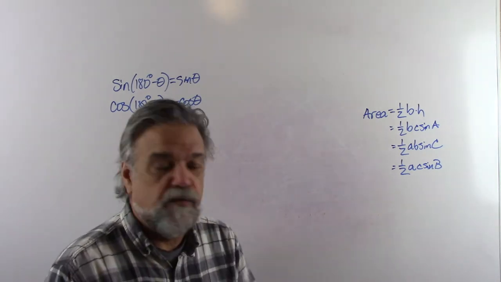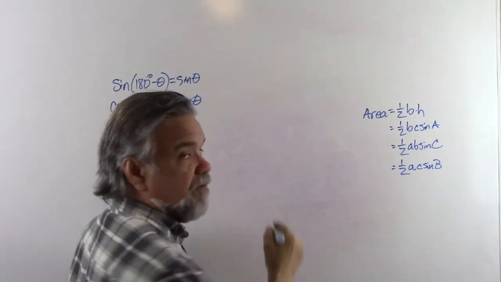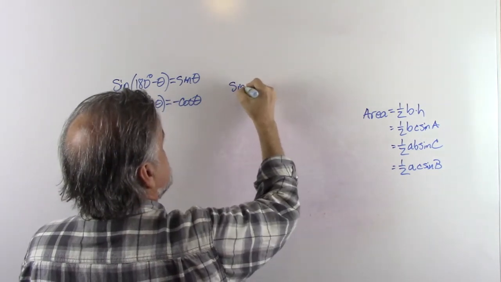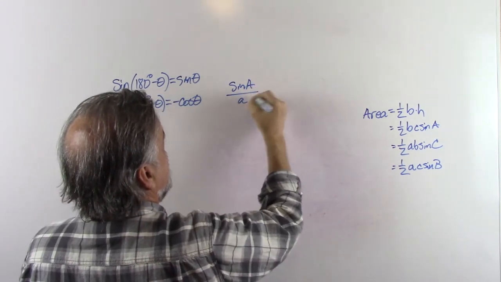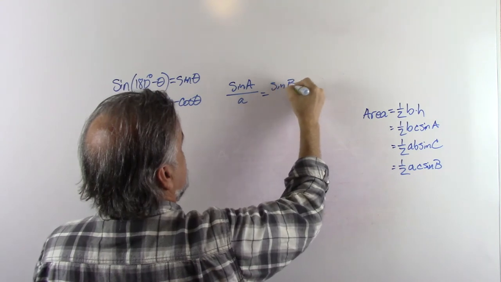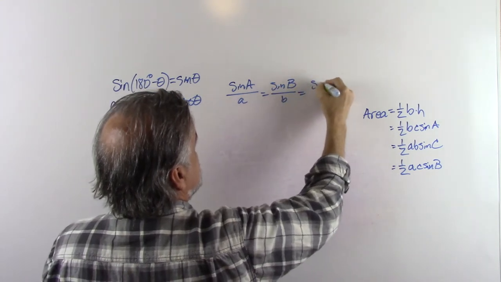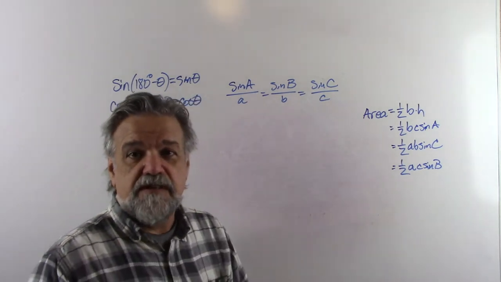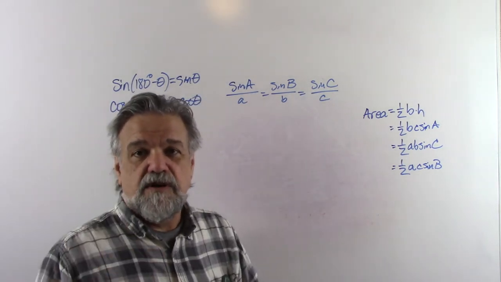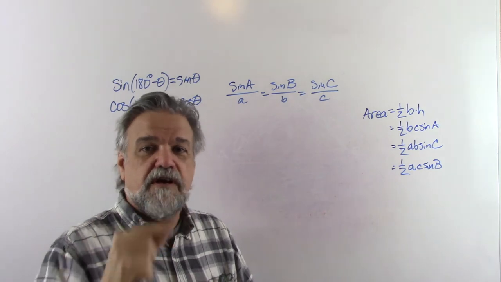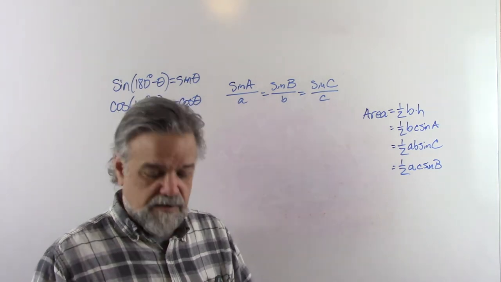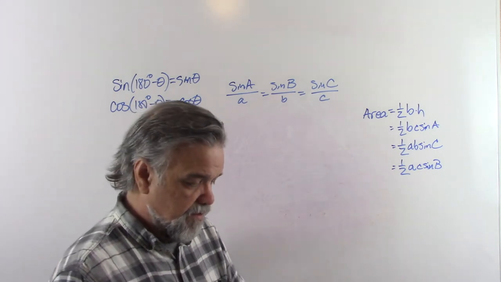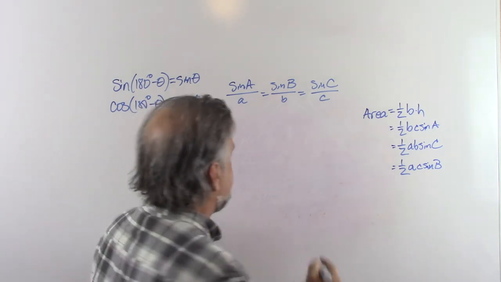And let's just write the law of sines up here, or the sine rule. Let's write the sine property up here, which is the sine of A over A equals the sine of B over B, which equals the sine of C over C. Another way of saying this is the sines of the angles are proportional to the sides opposite those angles. Okay? So let's take a look at this example here.